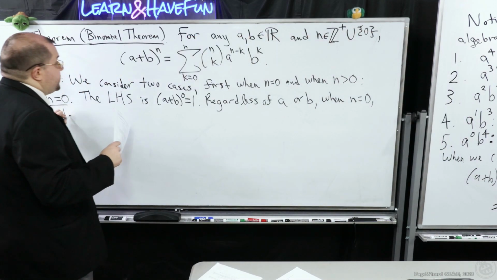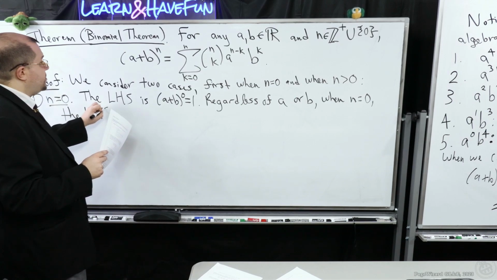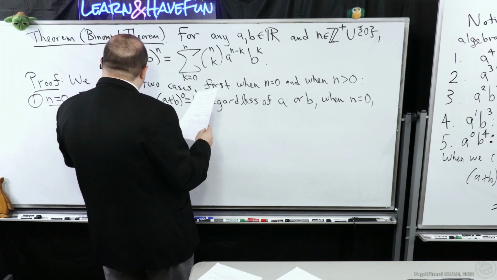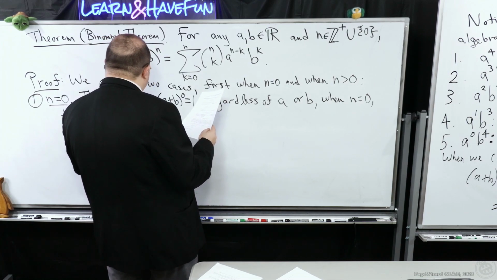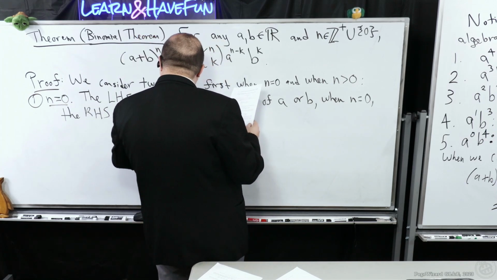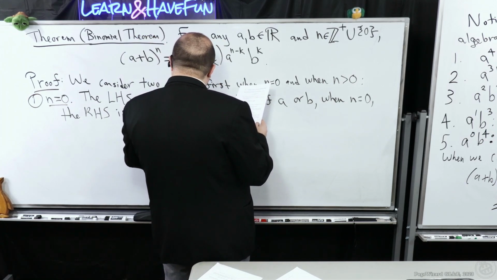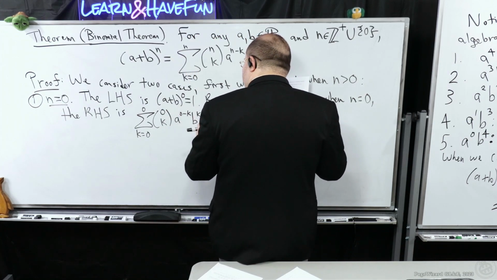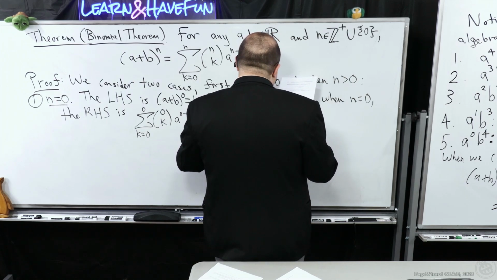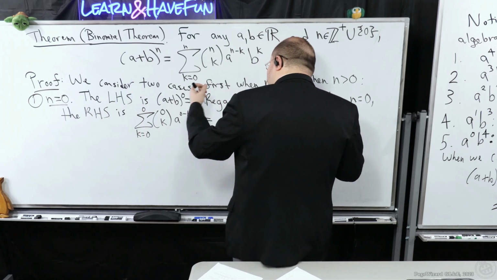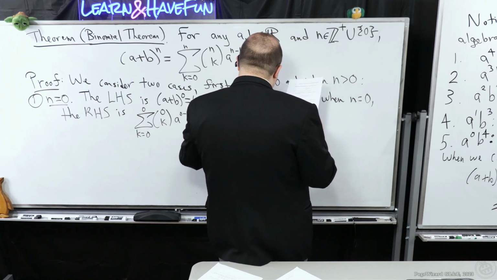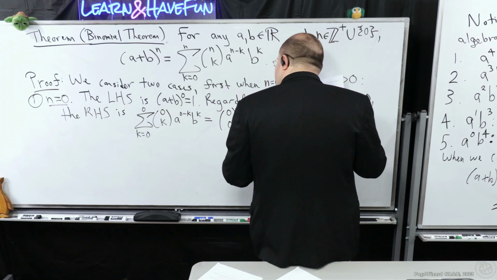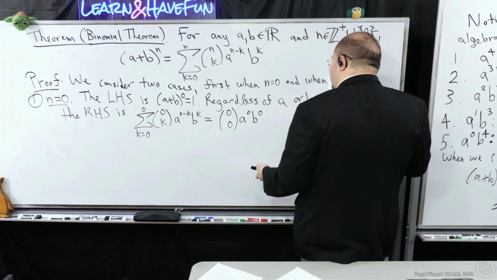When n is equal to 0, the right-hand side is as follows. So let's take a look at what the right-hand side says. We're going to plug in when n is equal to 0. The sum from k is equal to 0 to 0 of 0 choose k times a to the power of 0 minus k times b to the power of k. Remember, I just put 0 everywhere where n was. So sum from 0 to 0, I'm just going to have a single term in here. It's just 0 choose 0 times a to the power of 0, b to the power of 0, right? Because k only is allowed to be the value 0.